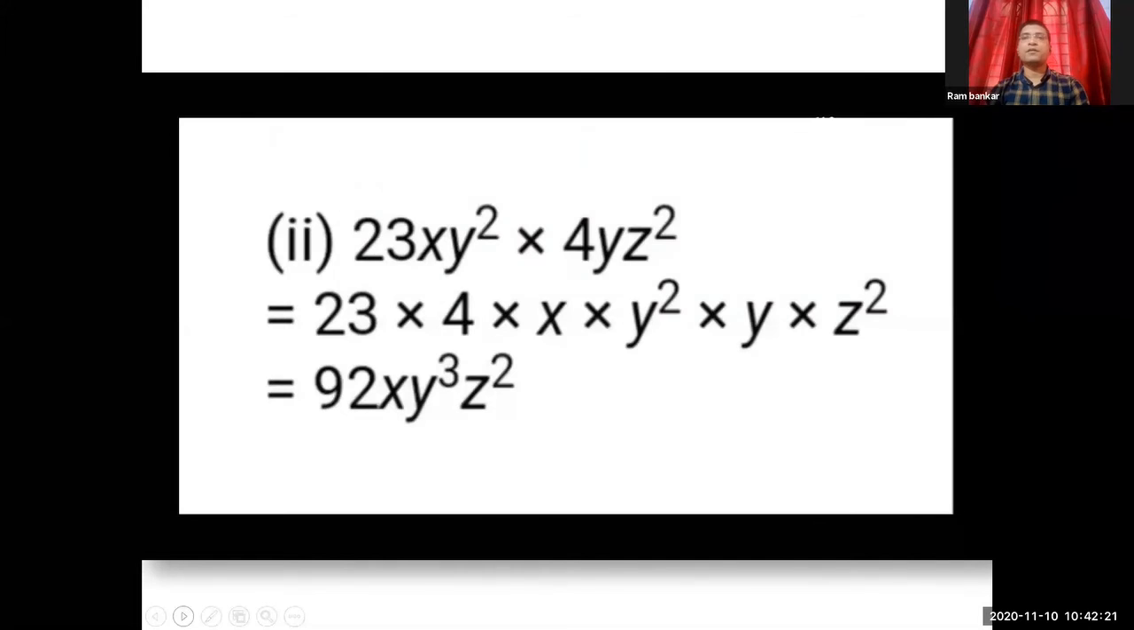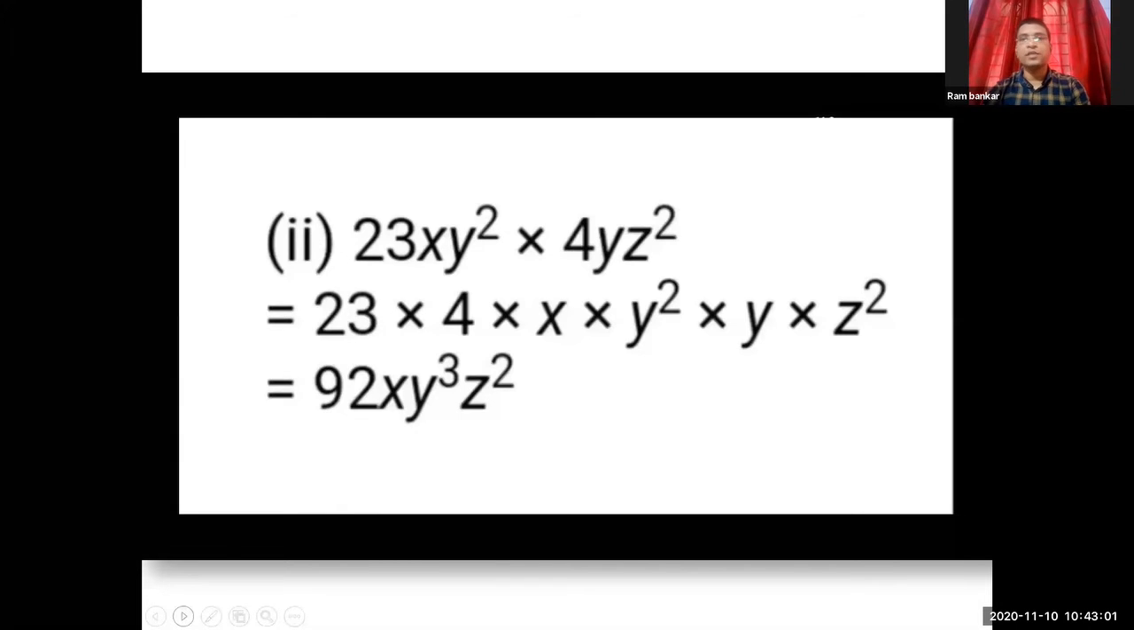Look at the next question, 23xy square into 4yz square. Monomial into monomial. Both are like terms, so we can multiply. Yes, 23 into 4. These are the coefficients written nearby. And the next is to write the variables in multiplication, x into y square into y into z square. So look at 23 into 4, how much? 23 fours are 92.